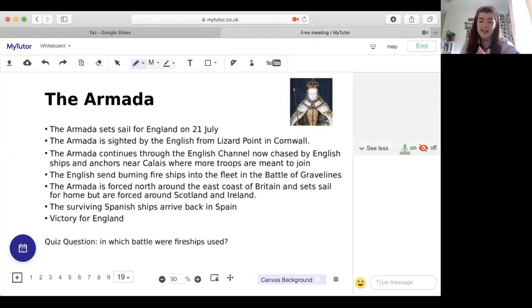So the Armada anchors near Calais, where more troops are meant to join, led by the Duke of Parma, but the English send burning fire ships into the fleet. The Spanish ships panic and are scattered out of formation, and formation was a very key part of the Armada. That's how they were going to defeat England, is through this formation, but they're scattered out of formation by these fire ships. The Spanish ships are blown towards dangerous sandbanks in the Channel, and the English attack again in the second part of the Battle of Gravelines. This time they battle at close range and significant damage is inflicted onto the Spanish fleet.